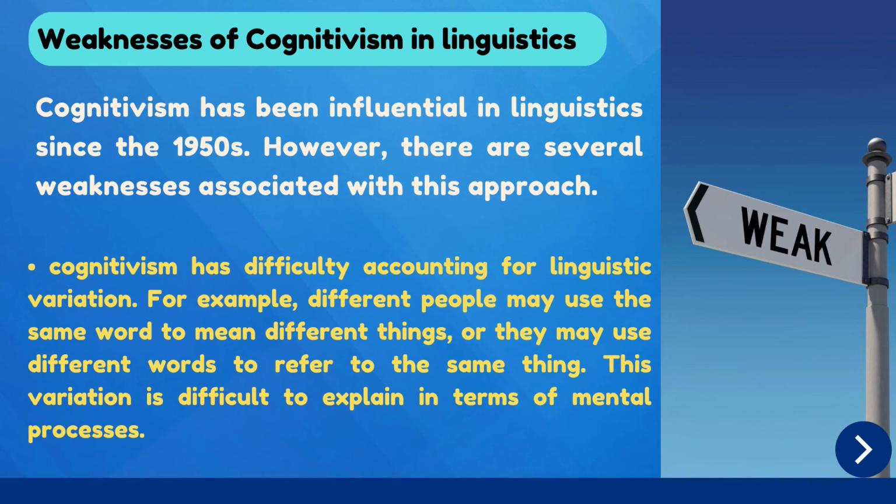Weaknesses of cognitivism in linguistics. Cognitivism has been influential in linguistics since the 1950s. However, there are several weaknesses associated with this approach. Cognitivism has difficulty accounting for linguistic variation. For example, different people may use the same word to mean different things, or they may use different words to refer to the same thing. This variation is difficult to explain in terms of mental processes.